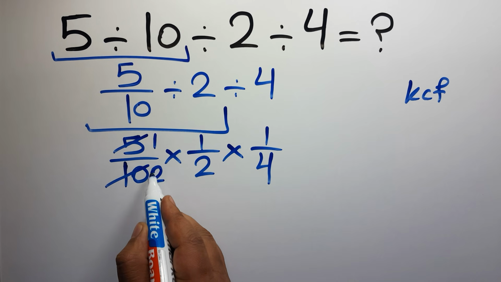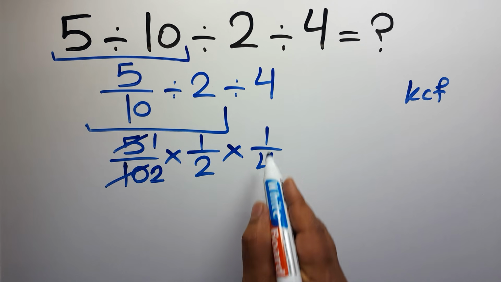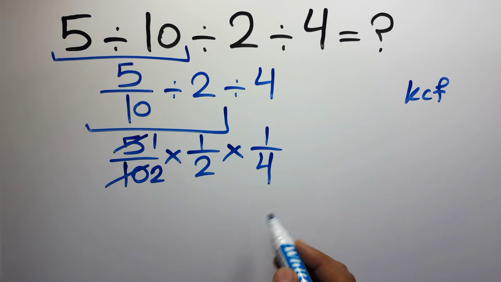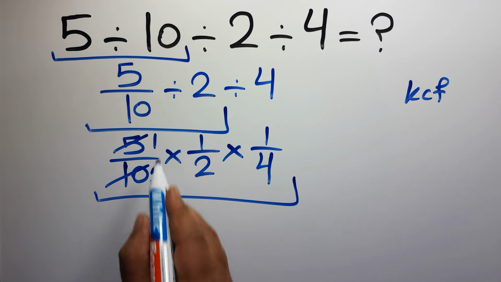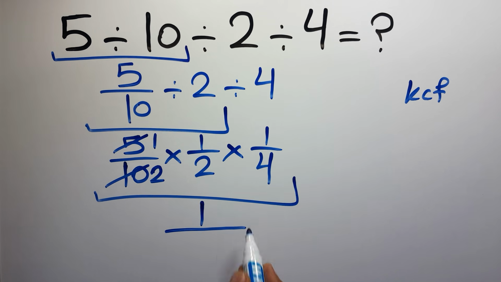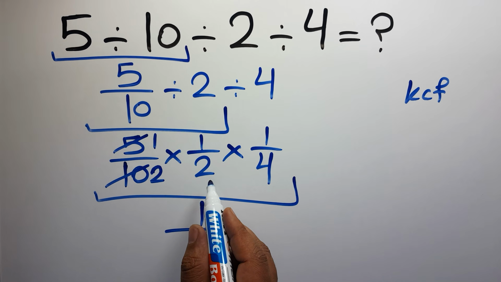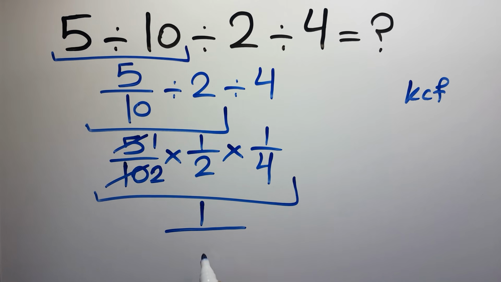So we have 1 over 2, then times 1 over 2, then times 1 over 4, which equals 1 times 1 times 1 gives us 1. So 1 over 2 times 2 times 4, so 2 times 2 equals 4, and 4 times 4 equals 16. So 1 over 16. And this is our final answer to this problem.